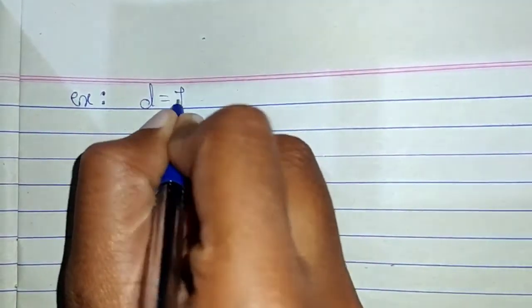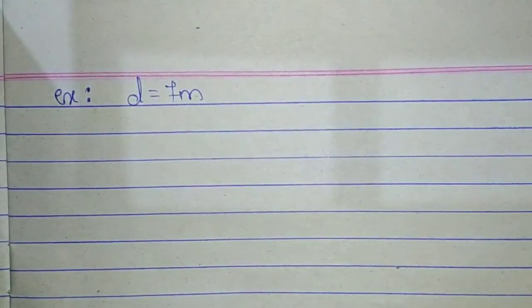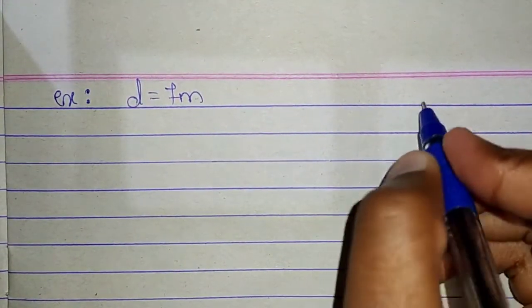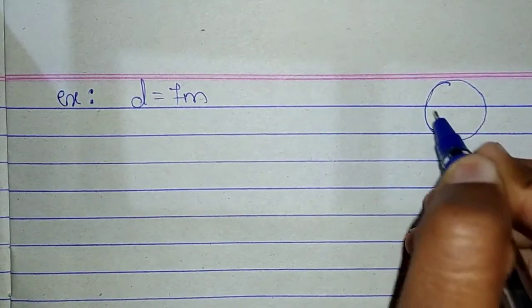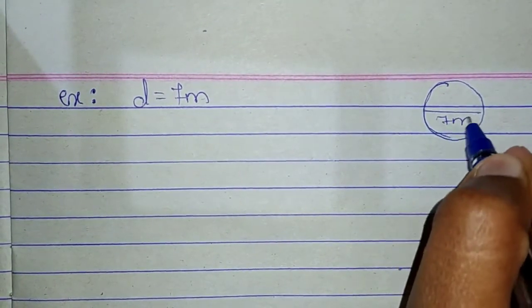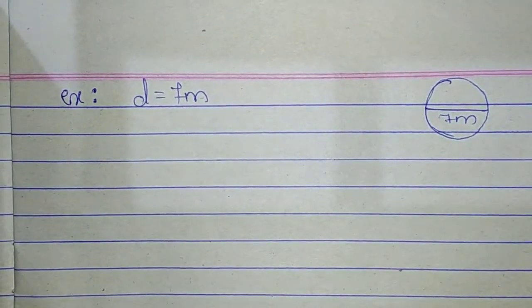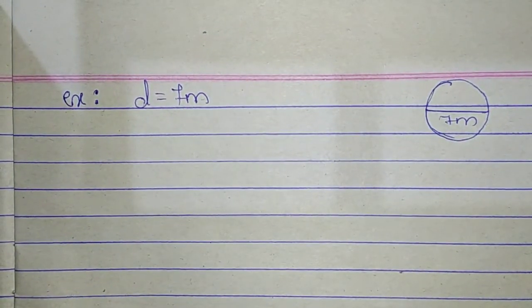In example 9, a hollow sphere in which the circus motorcyclist performs his stunts has a diameter of 7 meters. So diameter is 7 meter. Find the area available to the motorcyclist for riding. So the motorcyclist is riding inside a sphere whose diameter is 7 meter. So the area available to him will be the total area of a sphere.